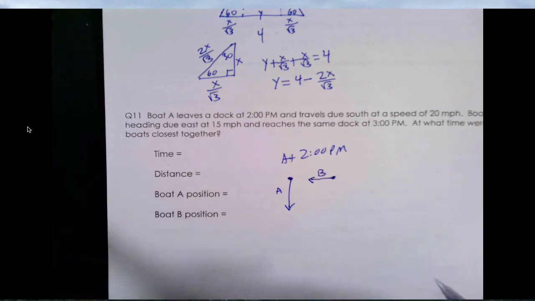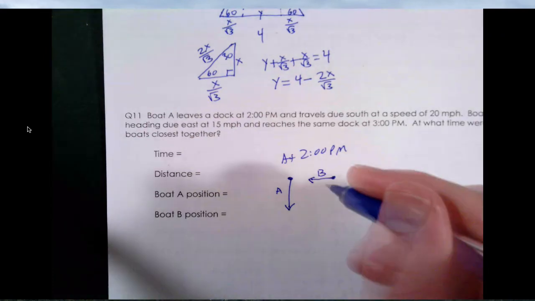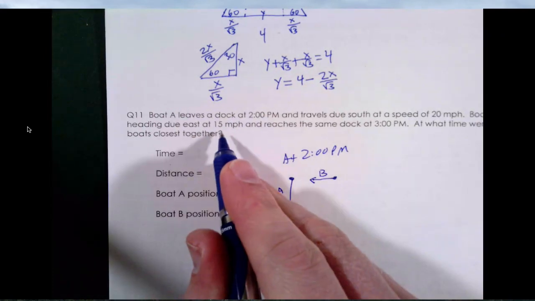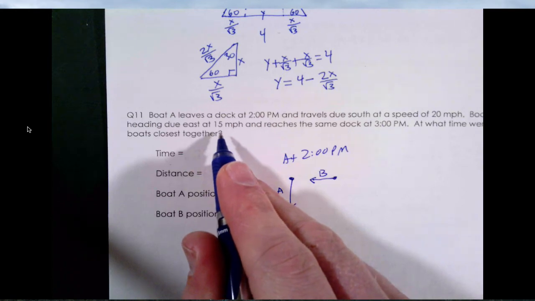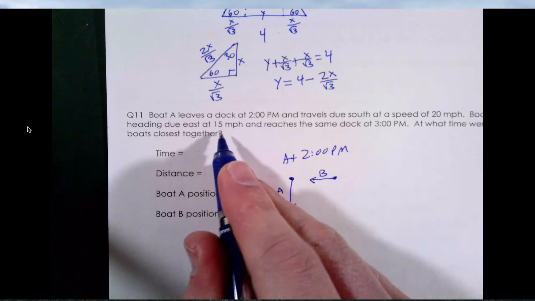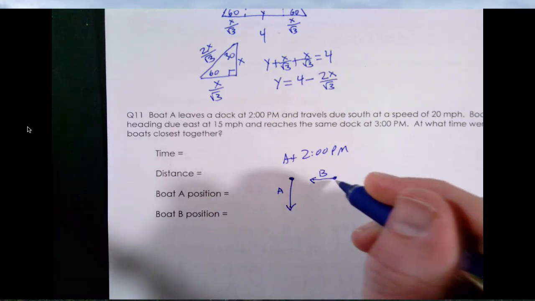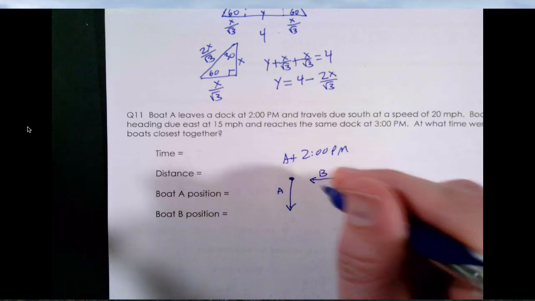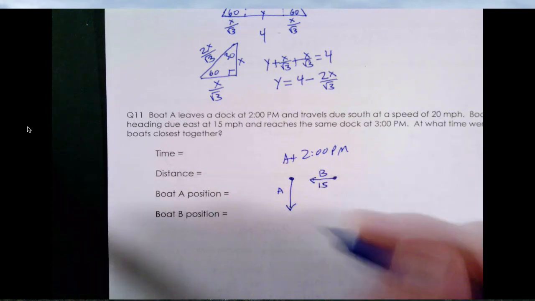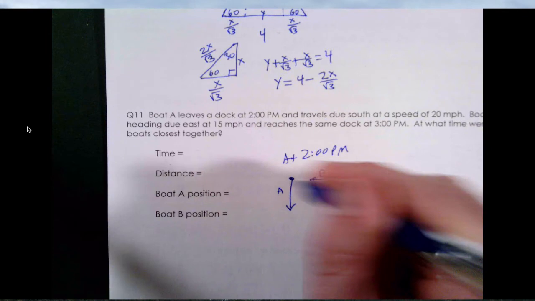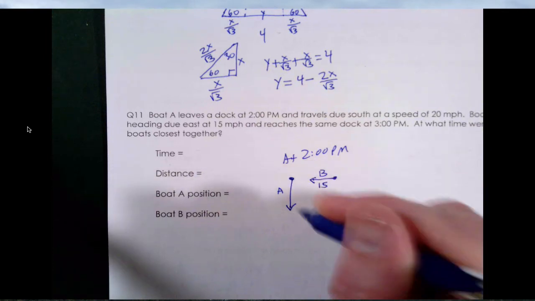And at 2 p.m., it is currently 15 miles away. How do I know that? Well, it got there at 3, so 1 hour of travel at 15 miles per hour means that at 2 p.m., an hour early, it is 15 units away. So you have 15 this way, and you have this point A.